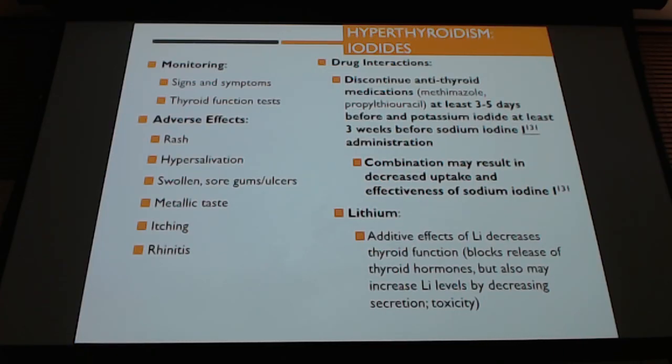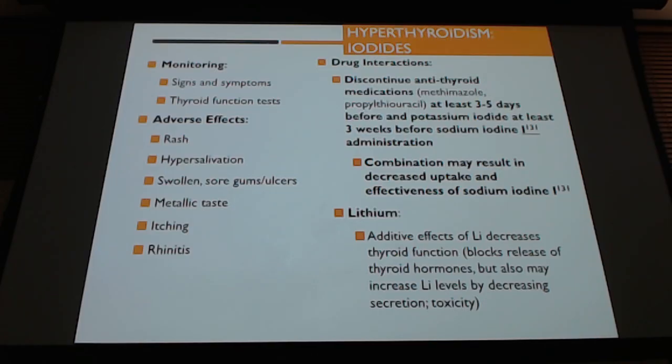We have our antithyroid drugs, our thionamides, that we need to stop giving 3 to 5 days before, and our potassium iodide at least 3 weeks before I can give sodium iodine, okay? So make sure that you're keeping track of your potassium iodide versus your sodium iodine. Your sodium iodine is the one that you're using for the ablation. So anytime you see that I-131, think about that as a radioactive isotope, right? That is used for ablation.